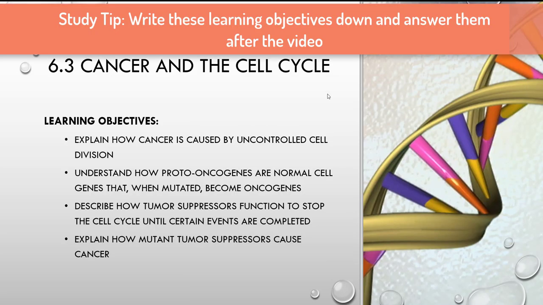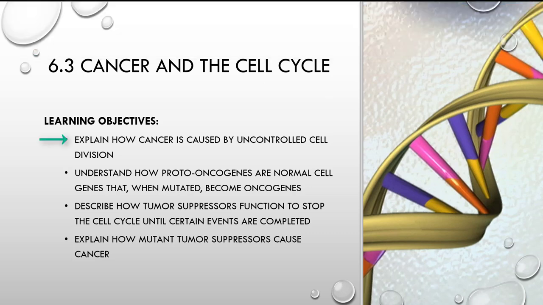By the end of this chapter, you should be able to explain how cancer is caused by uncontrolled cell division, as well as understand how proto-oncogenes are normal cell genes that, when mutated, become oncogenes. You should be able to describe how tumor suppressors function to stop the cell cycle until certain events are completed, as well as explain how mutant tumor suppressors cause cancer.